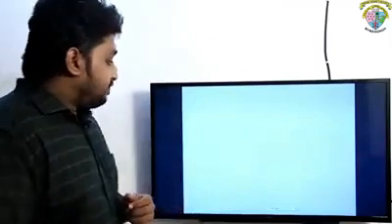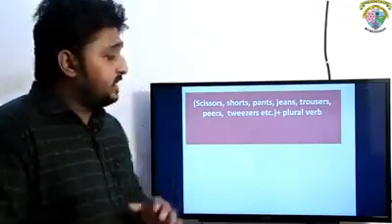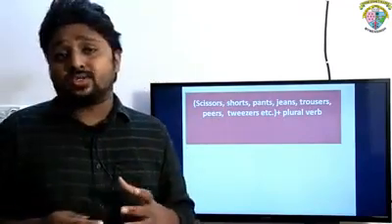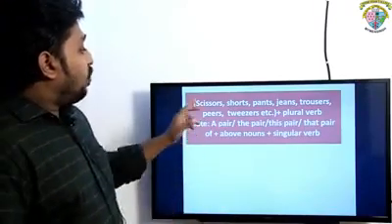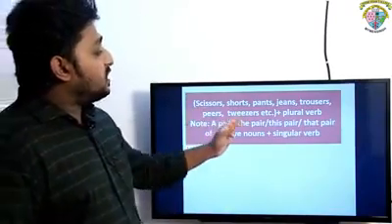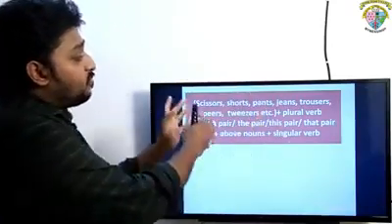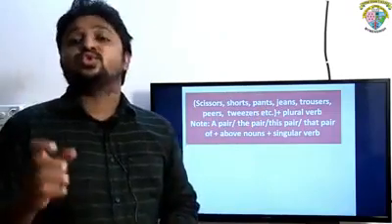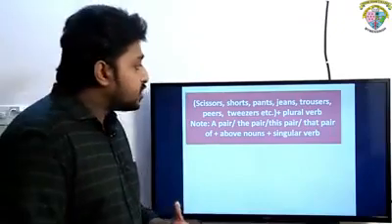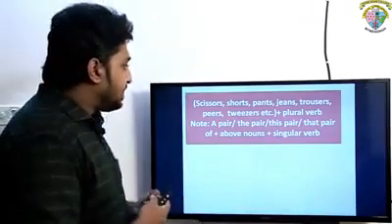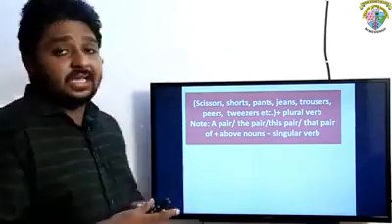In the next one, look, here we can see some plural nouns. Yes, they are plurals and they are going to take a plural verb. Definitely, there is no doubt. The problem is that when we use a pair or the pair or this pair or that pair before this sort of plural nouns, we have to use a singular verb. I want to repeat the nouns actually: scissors, shorts, pants, jeans, trousers, pears, treasures, etc. They always receive a plural verb.